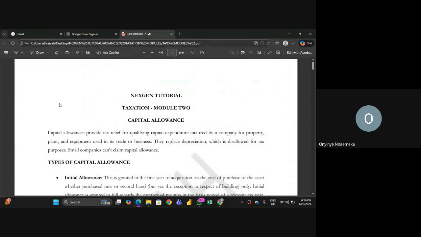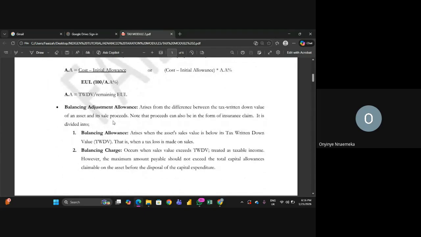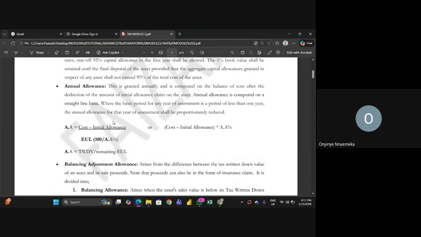Now we're about to start capital allowance. So, types of capital allowance. We have just 3 types. We should note that the Finance Act, I think either 2021 or 2023, one of the two, has removed investment allowance, because I'm very sure that we did investment allowance in our taxation, or maybe some of us did it, but it is no longer there.